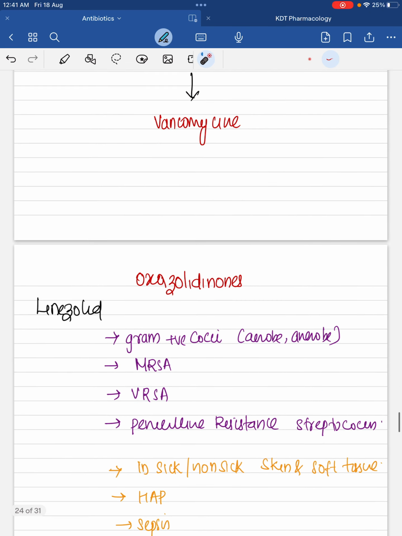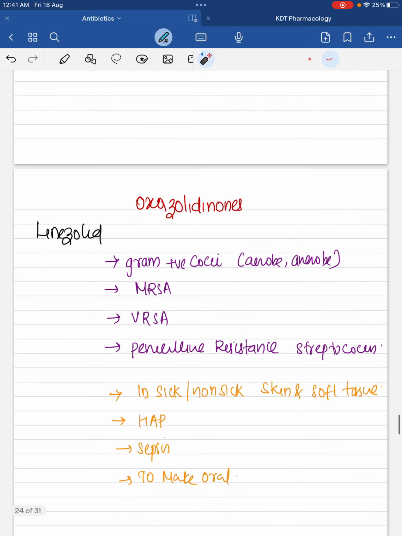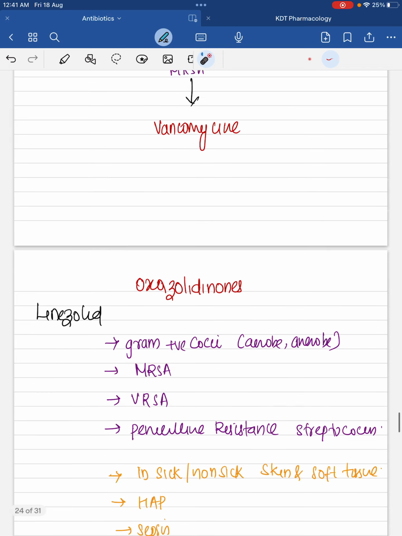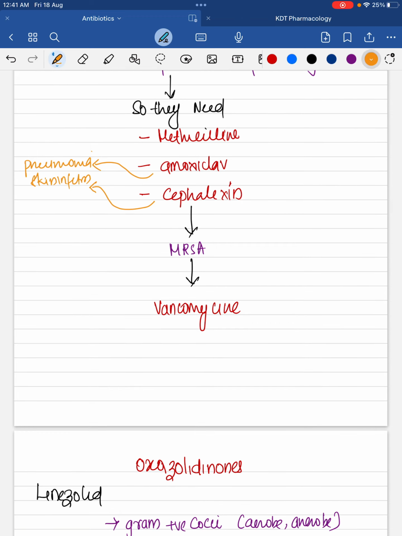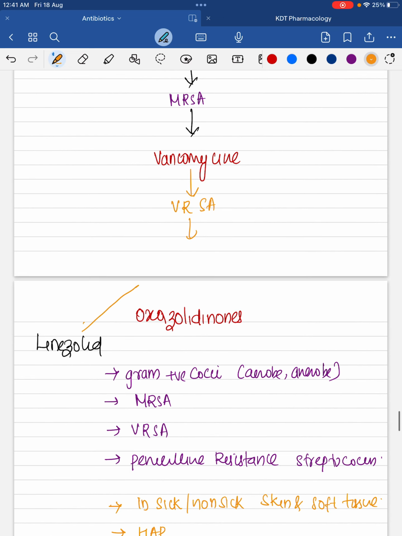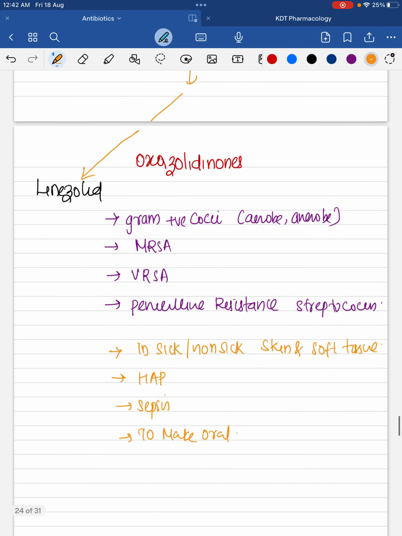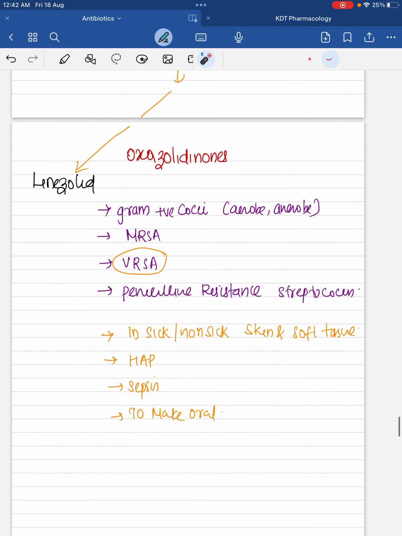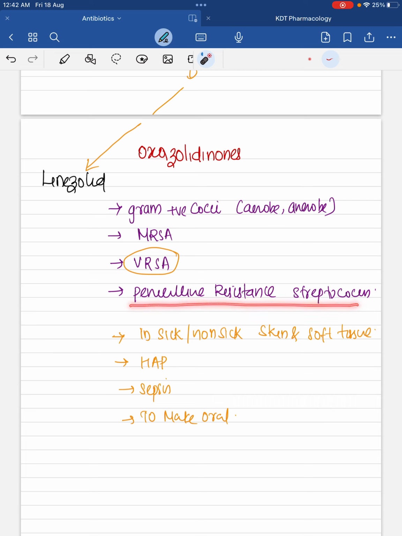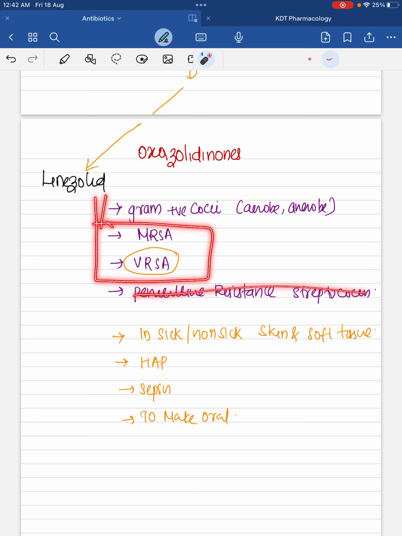This much clear? Okay. Then the next and last group is the linezolid group. They are active against MRSA like vancomycin. If it becomes vancomycin resistant Staphylococcus aureus, then our drug is linezolid. So, vancomycin resistant Staphylococcus aureus. This much clear? Then all the penicillinase resistant streptococcus also, that you leave. Now you think of this one, MRSA and VRSA.